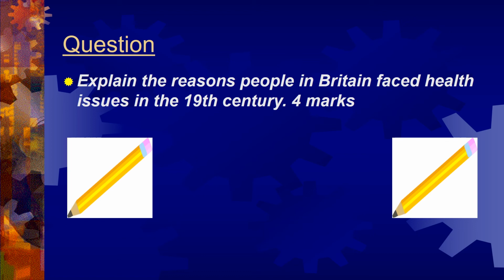Now on your worksheet it gives you an example of how you answer this using A, B, C, so you just need to give another 4 points, but 1 has been done for you already. Now think back to housing conditions, why those housing conditions would cause people to face health issues. So it's not enough just to say one reason people in Britain faced health issues in the 19th century was because of overcrowding. Try and say what overcrowding actually led to.